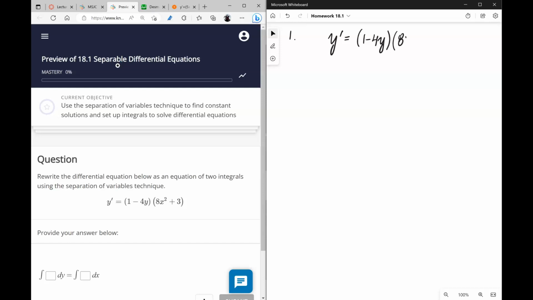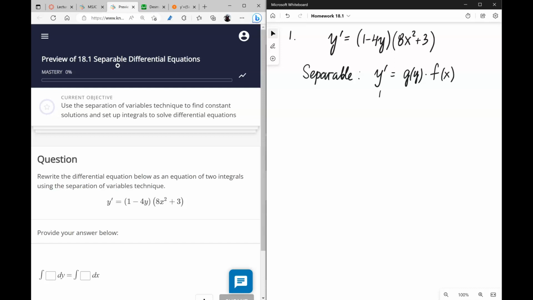and we need to solve it. In this particular case, we don't actually have to solve it, we just have to set it up. The first thing we notice is that this equation is separable. Separable means it can be written in the form y prime is equal to the product of two functions. One of them is a function of y and the other one is a function of x.